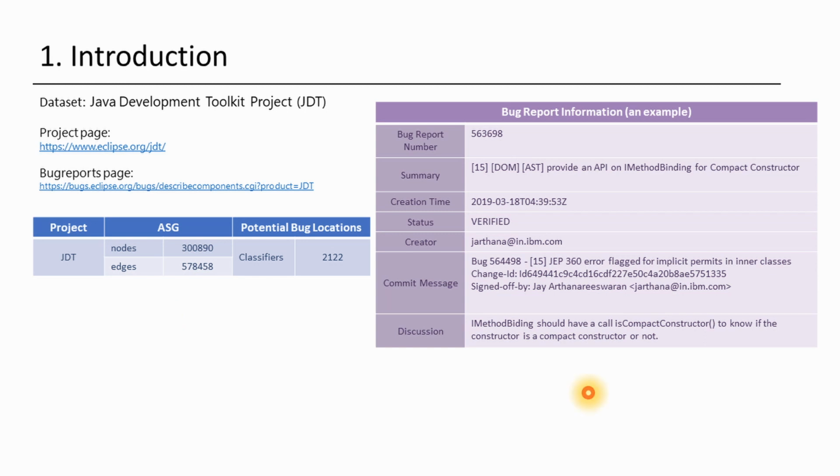As you see, an example of a bug report with its specifications like bug report number, summary, creation time, status, creator, commit message, and discussion is presented.